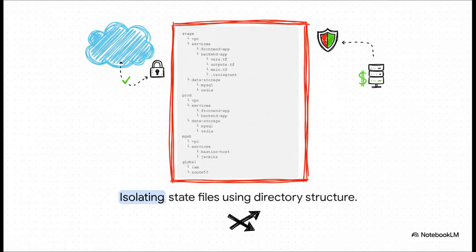What's truly fascinating here is how mature teams isolate these state files into entirely separate directories. By keeping a staging environment physically separated from production, a simple misstep in a testing folder can never, ever accidentally demolish your live, revenue-generating servers. It's a beautifully simple yet profound safeguard.